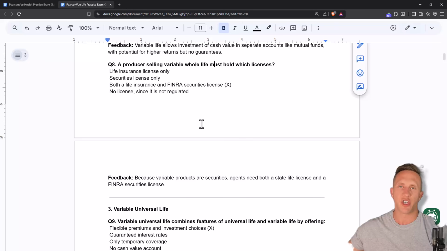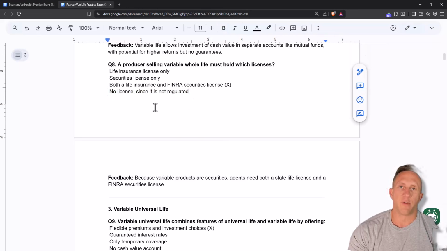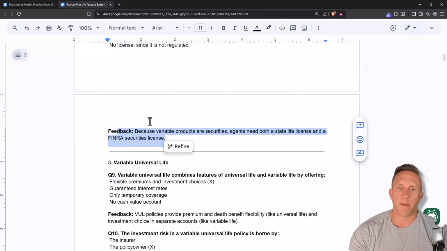This is because insurance is regulated on the state level. Okay, so your state approves you for insurance licenses, but securities like mutual funds that the separate account could be invested in, those are regulated by the feds. So that's a federal government regulation. No license is not regulated. That's not true. They're both very regulated. So feedback here, because variable products are securities, agents need both a state life license and a FINRA securities license.